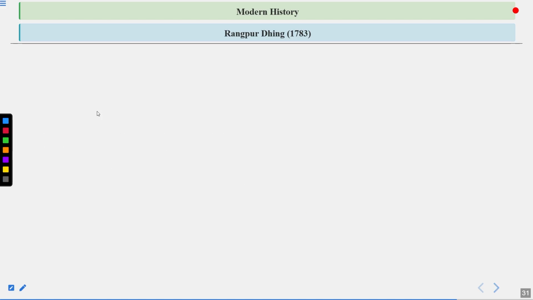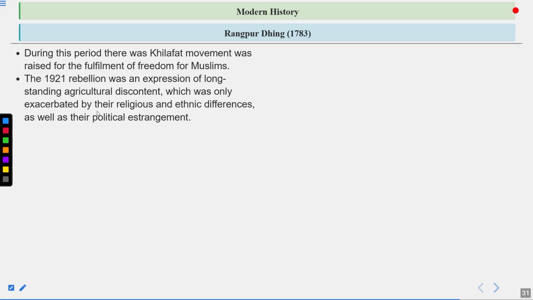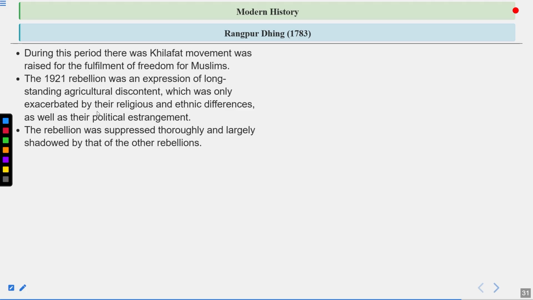Then Rangpur Dhing, 1783. During this period, the Khilafat movement was raised for the fulfillment of freedom for Muslims. The 1921 rebellion was an expression of long-standing agricultural discontent, which was only exacerbated by their religious and ethnic differences as well as their political estrangement. The rebellion was suppressed thoroughly and largely overshadowed by the other rebellions.